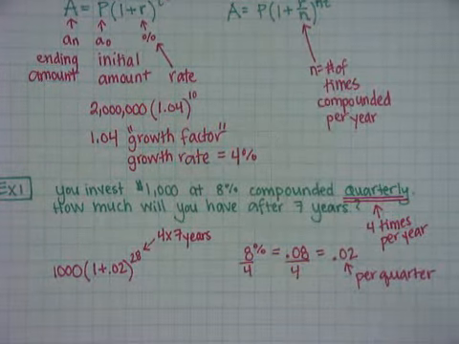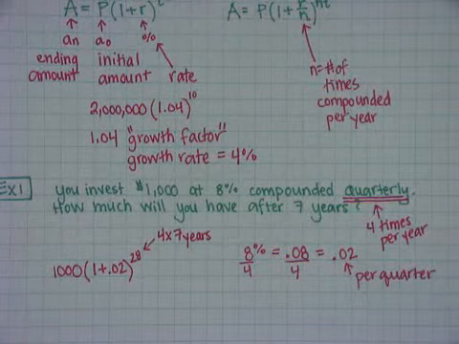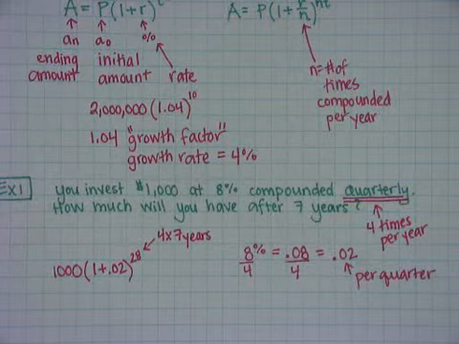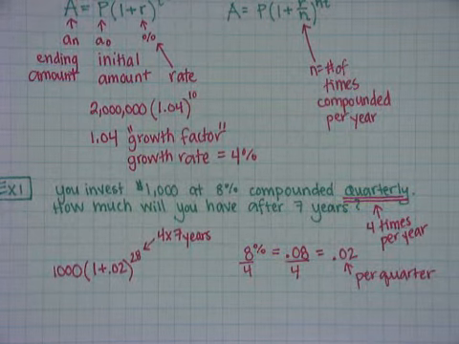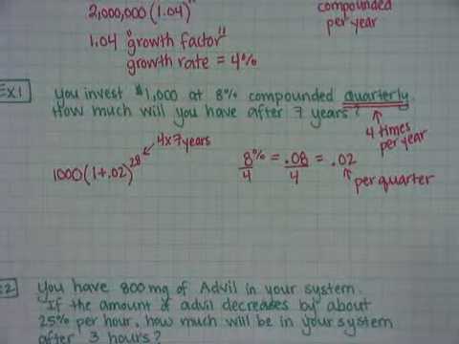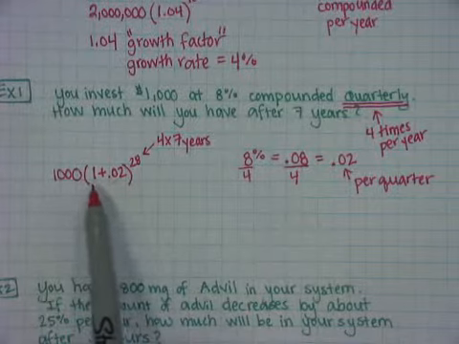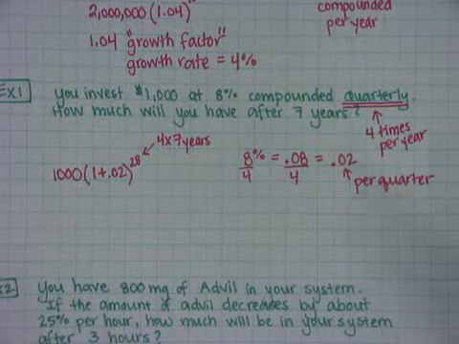So now, instead of having to go in the table and figure out what I made every single quarter, every single time for 7 years, you'd have to go through the table like 28 times, and you'd get really annoyed because that would take forever. Instead of having to do the table, you can just plug and chug this bad boy into your calculator. So go ahead and plug that in. So you're going to do 1,000 times 1.02 to the 28.